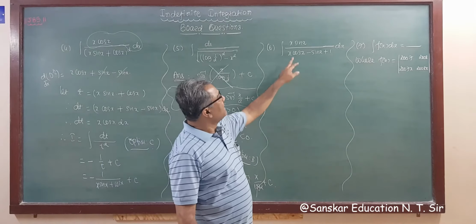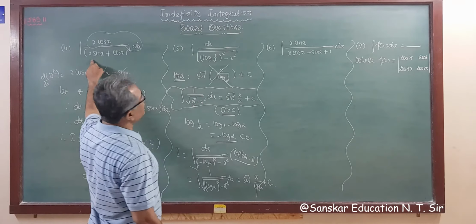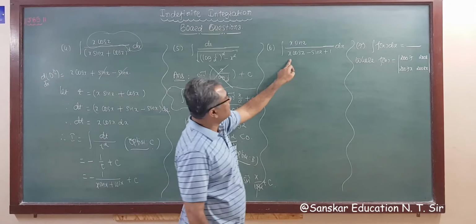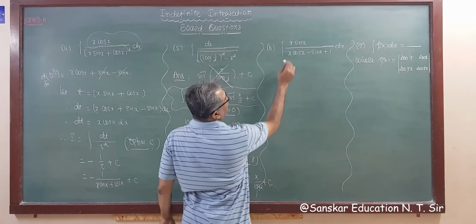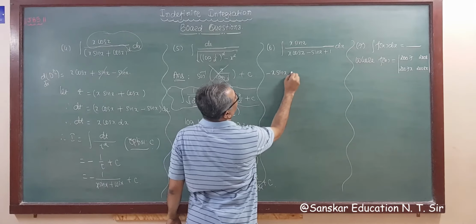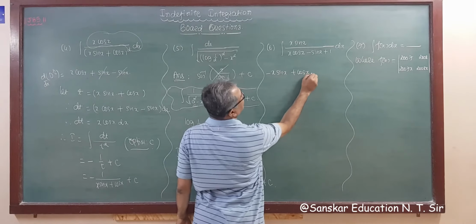Now this is the same thing as this, but instead of cos x, it is given sin x. So check the derivative of the denominator: x as it is, derivative of this is minus sin x, plus cos x as it is, right?